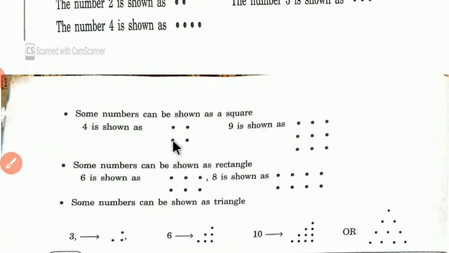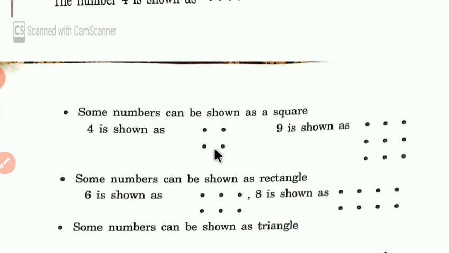Then some numbers can be shown as a square. So you can see that using 1, 2 and 3 it is not possible to show a square, because we know that in a square length and breadth are equal. So 4 is shown as 1, 2, 3, 4. You can see here length and breadth are equal, as a square has all 4 sides equal. Or we can show it by 9 also. You can see here 3 dots in length and 3 dots in breadth. It means it's also a square.